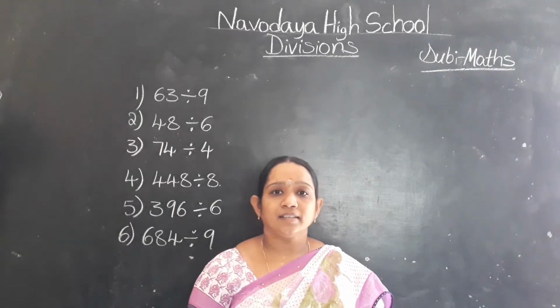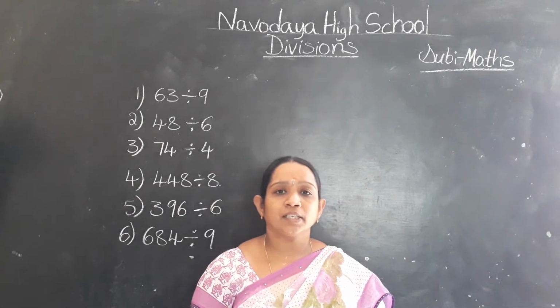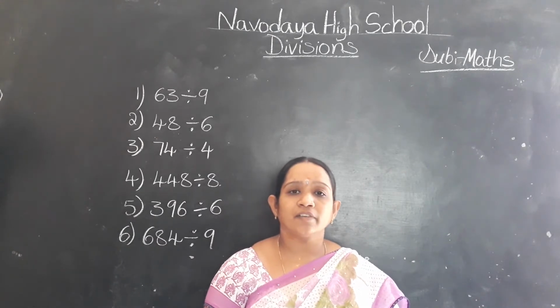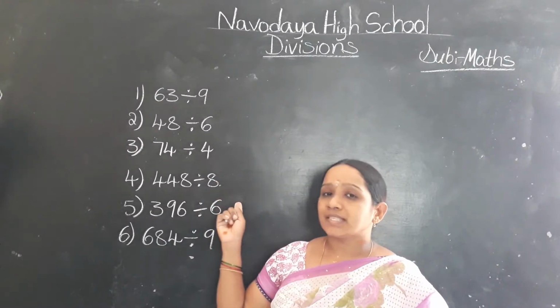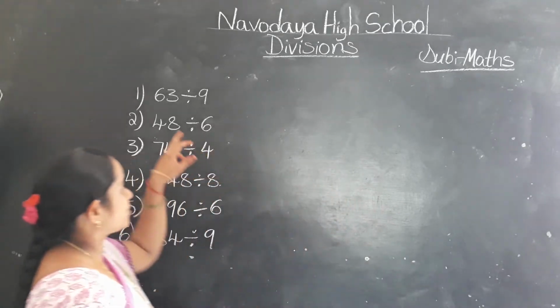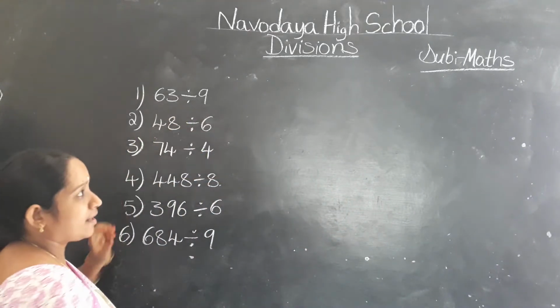Good morning children. In the previous class we have learned about the basics of divisions. Now in this class let us do the sums. First one, 63 divided by 9.